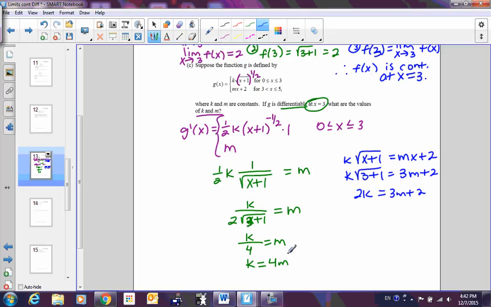And now I have a system. So I'm going to go ahead and take this 4m and plug it in for k here. So 2 times 4m equals 3m plus 2. So that's 8m minus the 3m makes 5m. So now I know that m equals 2/5. Okay, so what does k equal? K equals 4 times that, which would be 8/5. So messy and gross, I know, but it is what it is.